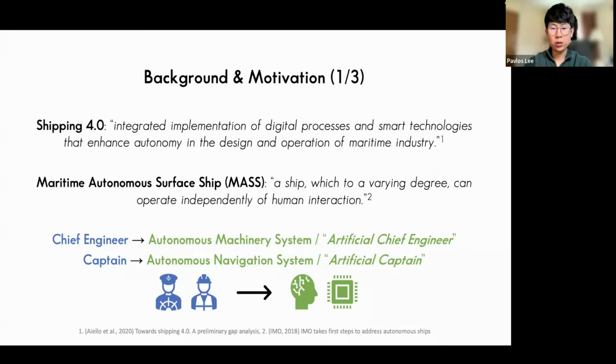With the emergence of autonomous systems, the responsibilities are expected to gradually transition from human operators to the autonomous ones. Specifically, the chief engineer is expected to be replaced by the autonomous machinery system, also known as the artificial chief engineer, and the captain by the autonomous navigation system, also known as the artificial captain.